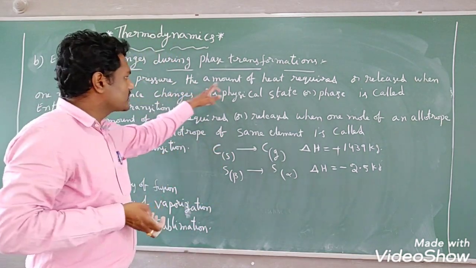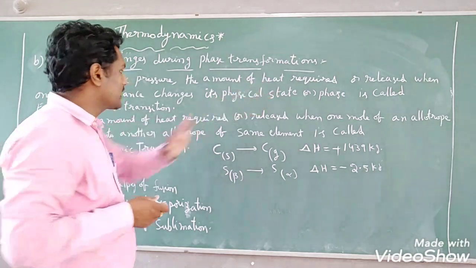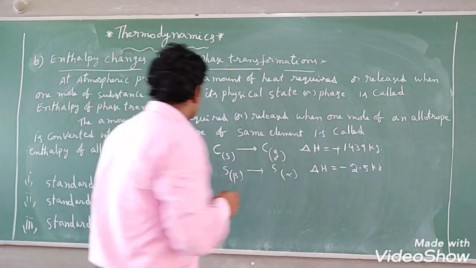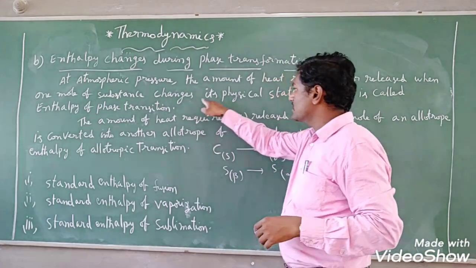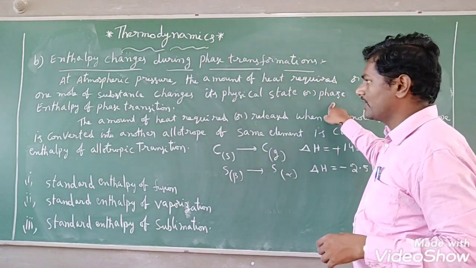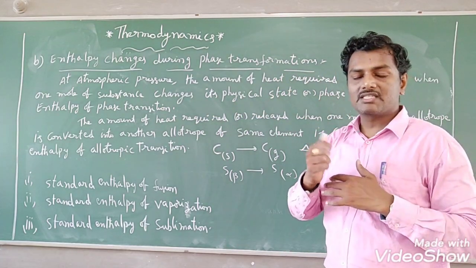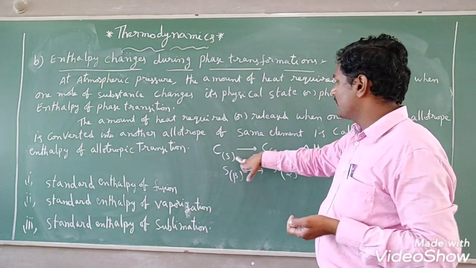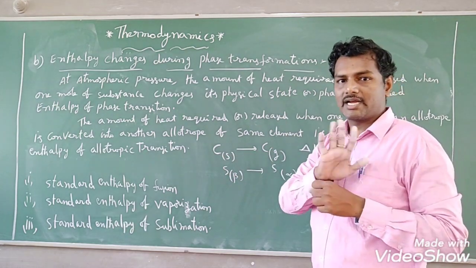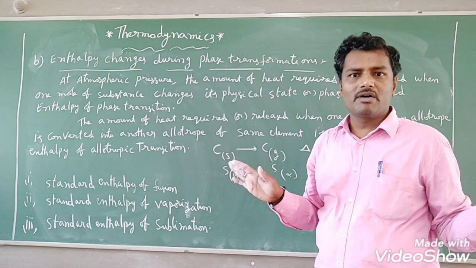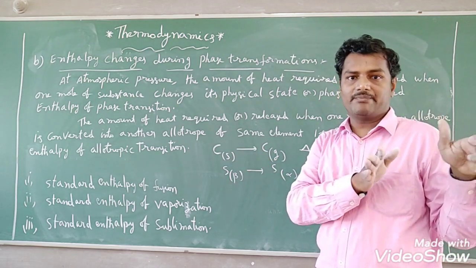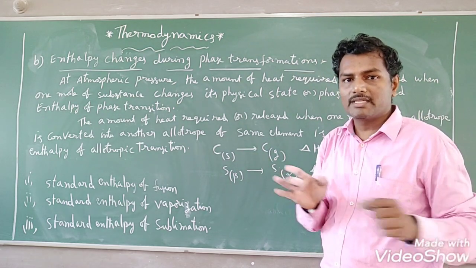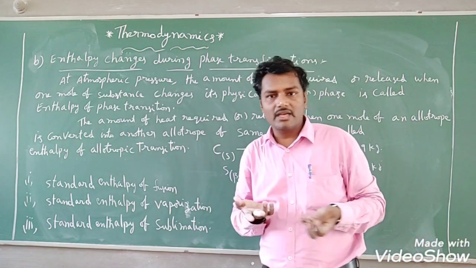So at atmospheric pressure, the amount of heat required or released when 1 mole of a substance changes its physical state or phase. Physical state or phase means, suppose I am giving you one example for easy understanding only. You need not remember the value, just identify. Okay? You need not remember the values. How many values can we remember?